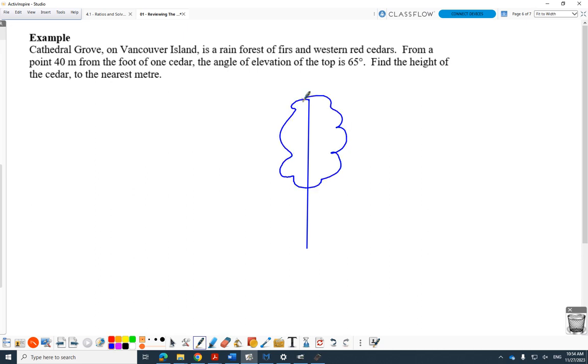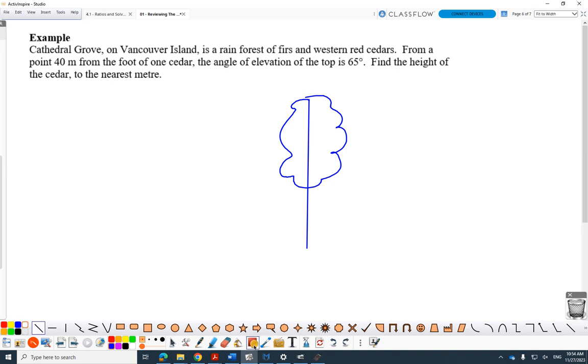Tree. Yep, that's my best effort at drawing a tree. Yeah. You want it back? I know what. Then ground.